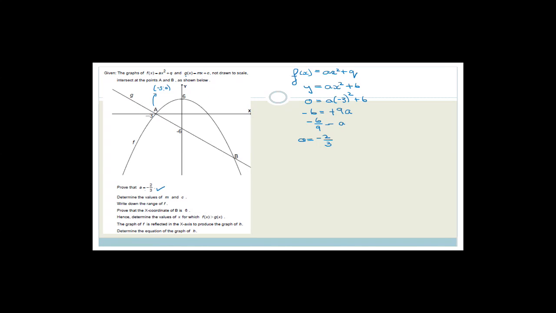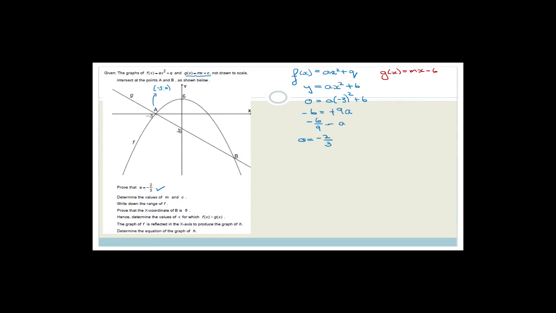So now they want us to look again at the graph and at the information given to us and see if we can get the equation for the straight line. So we know where it cuts the y-axis. It cuts the y-axis at -6. So we can immediately say that g of x is equal to mx minus 6.